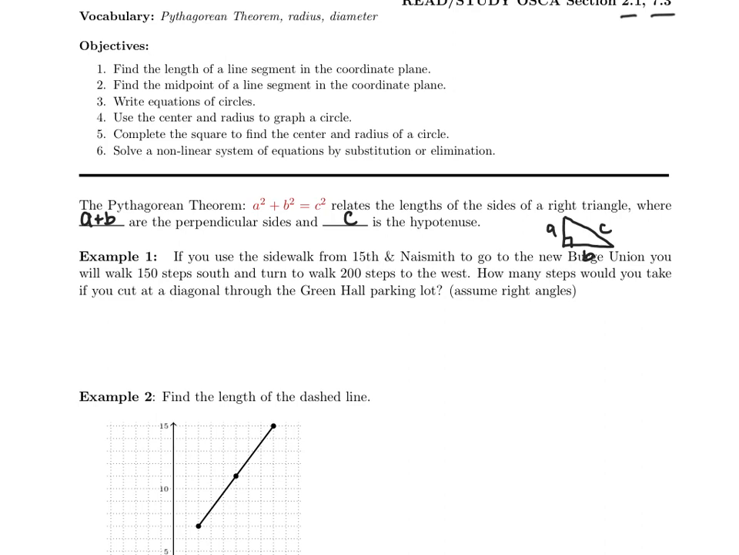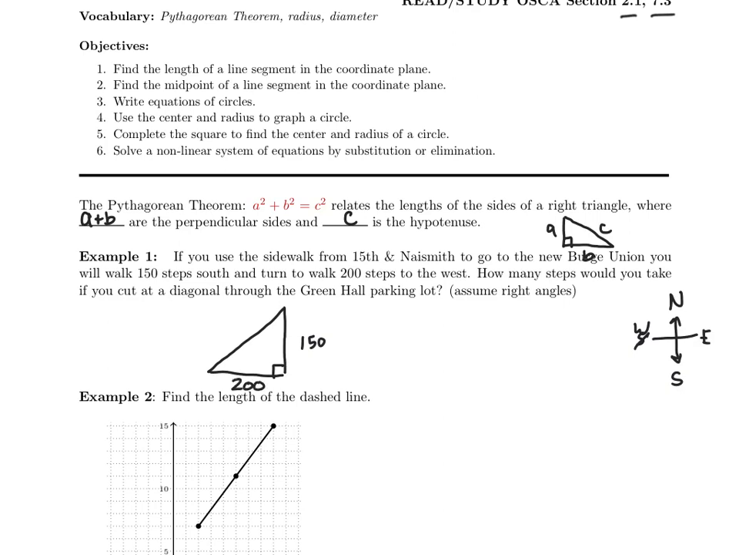So if you use the sidewalk from 15th and Naismith and go to the New Burge Union, you will walk 150 steps south. Even if you don't know where these buildings are, if I look at my directions, oops, that's not south, it's west. So it says we will walk 150 steps straight south, and then we'll turn and walk 200 steps to the west. How many steps would you take if you cut a diagonal through the Green Hall parking lot?